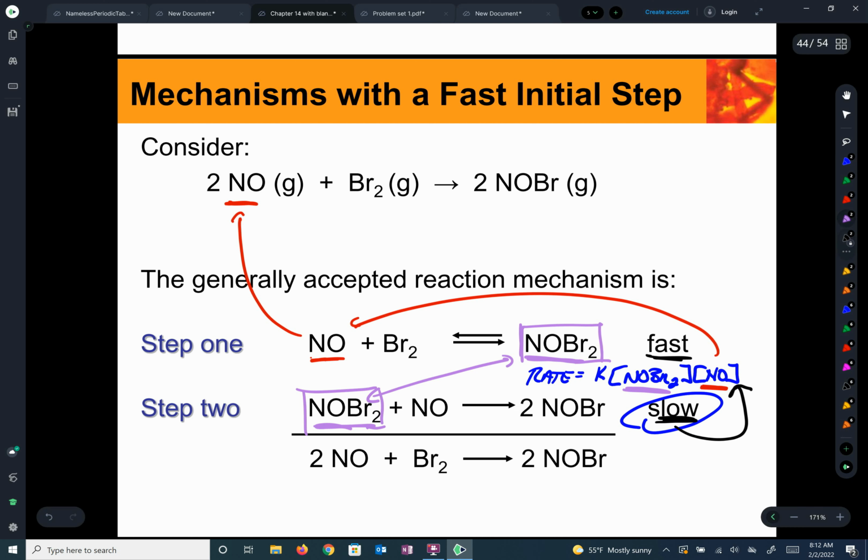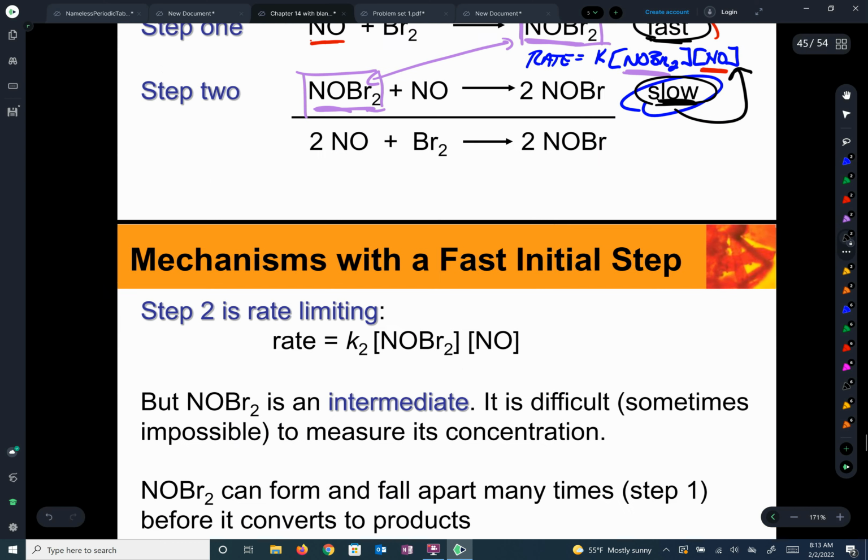Now, remember, we're always paying attention to the fast and the slow here, right? So these are all the important parts again. So if we come across a situation where we have a rate law that has an intermediate as part of its expression, then we have to do some rearrangements to get rid of that. So let's take a look at how we can do that.